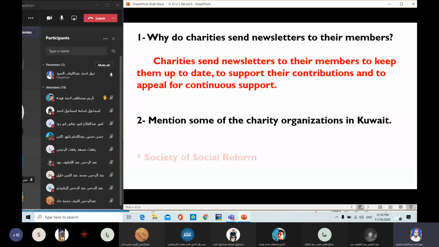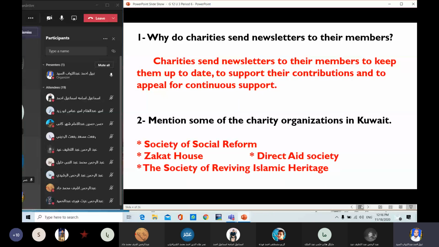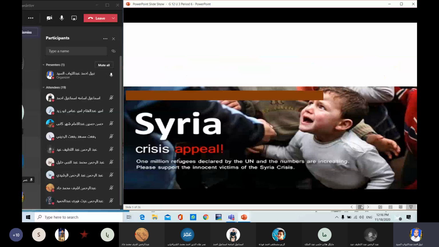Society of Social Reform. Zakat House. Direct Aid Society. Society of Reviving Islamic Heritage. These are some of the charity organizations in Kuwait. Let's learn some of the new vocabularies that help us in our lesson today.